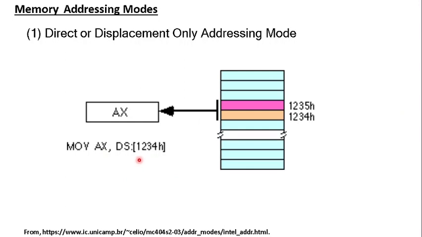Suppose that I need to move a particular word to AX which is located within the data segment at offset 1234. I just need to specify only the first byte location, or the offset of the first byte. The second byte will be automatically taken by the 8086 memory system. So this is 1234 as specified in the instruction, but the target is AX. It is a 2-byte location, so adjacent bytes will be taken and moved to AX. So that is direct or displacement only addressing.